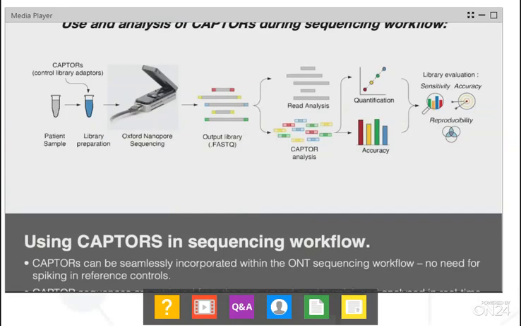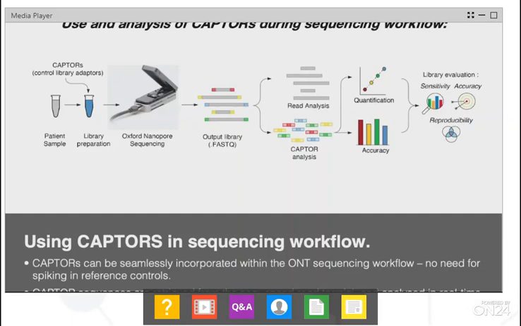We then took those samples and extracted the DNA from them, and we used them to prepare libraries with the CAPTORs. So here this schematic shows the library preparation and sequencing workflow. And I think this is really one of the greatest advantages of the CAPTORs, because unlike other reference standards, CAPTORs don't require any additional steps, but they're really seamlessly integrated within the library preparation workflow.